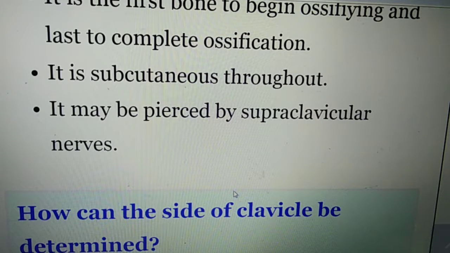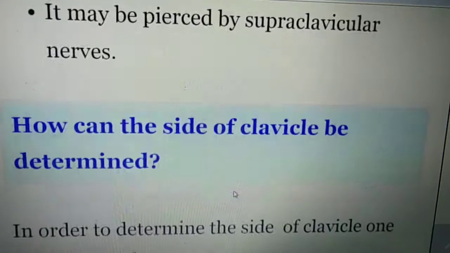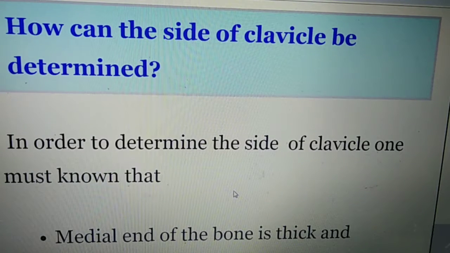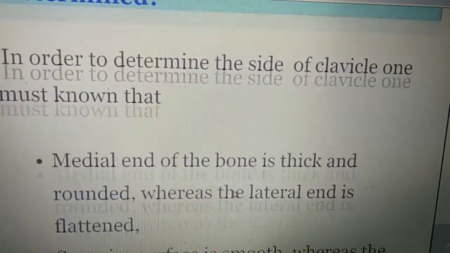And we will see the main thing that is asked in anatomy mostly, that is the side determination of the clavicle. In order to determine the side of the clavicle, as I said before, we should remember the two things, that is the medial end and the lateral end.